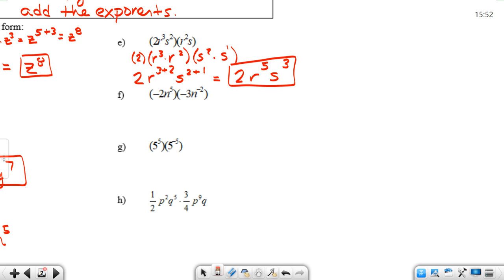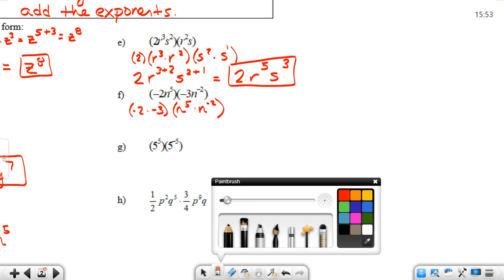Okay, looking at F. Very similar situation here, except we only have one variable, n. So again, guys, I'm going to group together our coefficients, in this case, -2 and -3. And then I'm going to group our like bases. n to the 5th times n to the -2nd. Now, hopefully at this point, some of us are questioning this second monomial here.